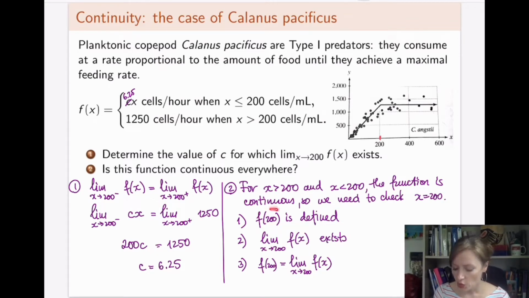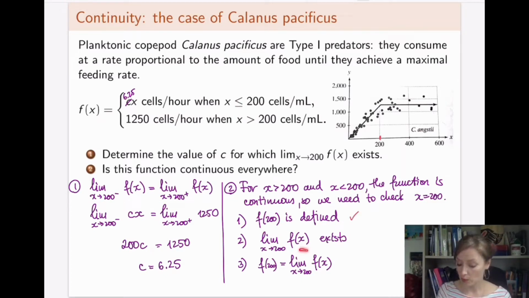Okay? So, is f of 200 defined? Can I compute f of 200? So again, first I have to see where 200 sits, and x is less than or equal to 200 here, so I'd be plugging it into this expression, which means that yes, it's defined. It's 6.25 times 200. So this, yes, it's defined.